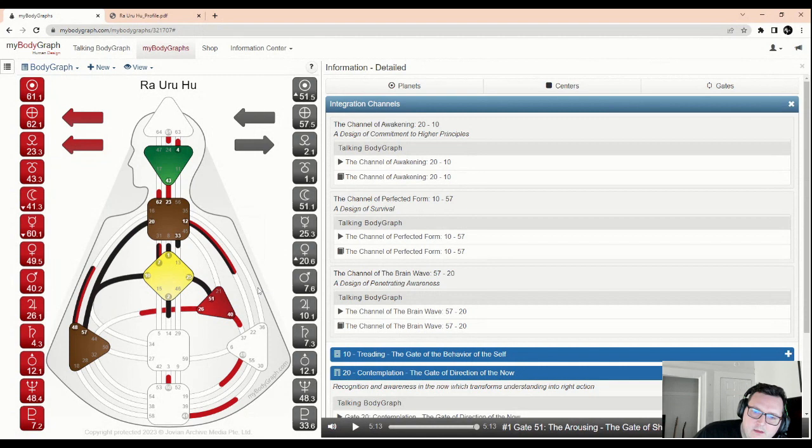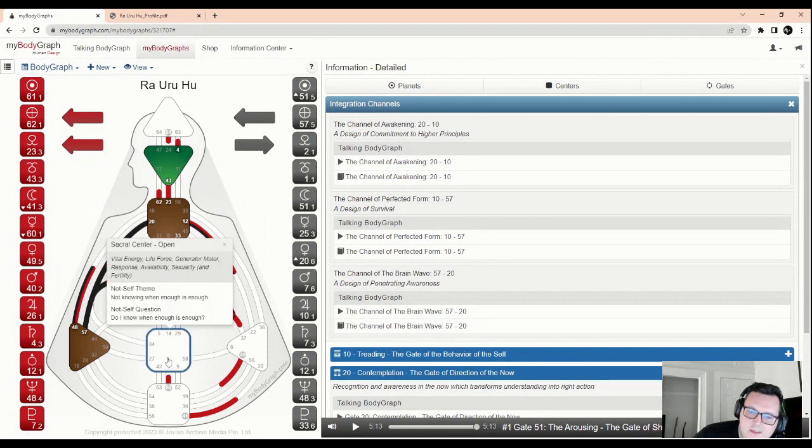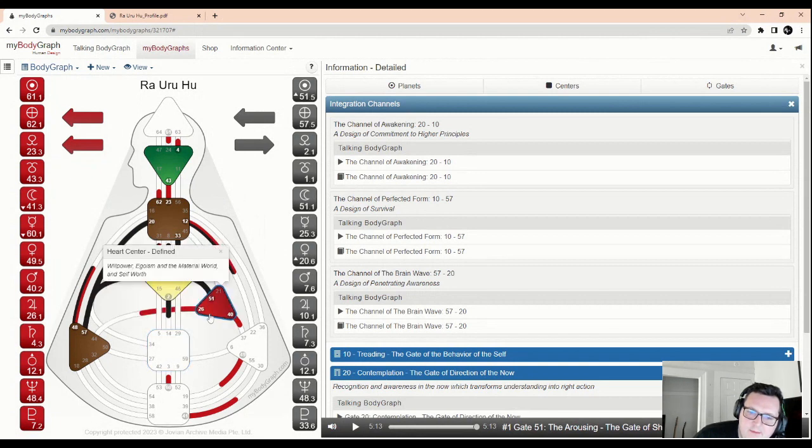So a couple other things I forgot to mention, I'll just say real quick. Because he's a manifestor, the sacral is undefined, but he has a motor connected to the throat. Just in case you guys are wondering how he's a manifestor, it's because this ego center is connected through channels to the throat, but the sacral is undefined, and that's what makes him a manifestor, and his authority is actually the spleen.